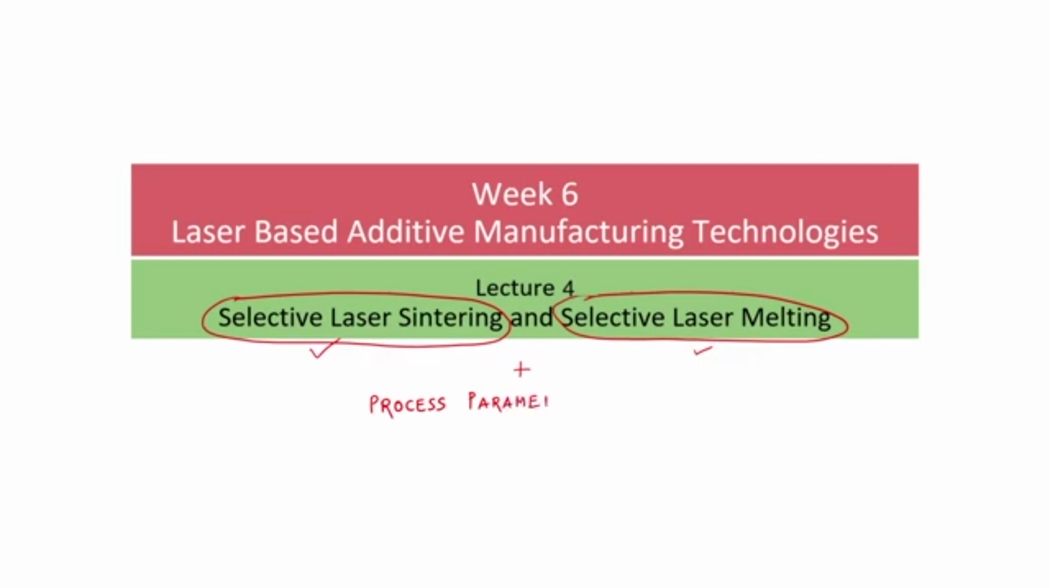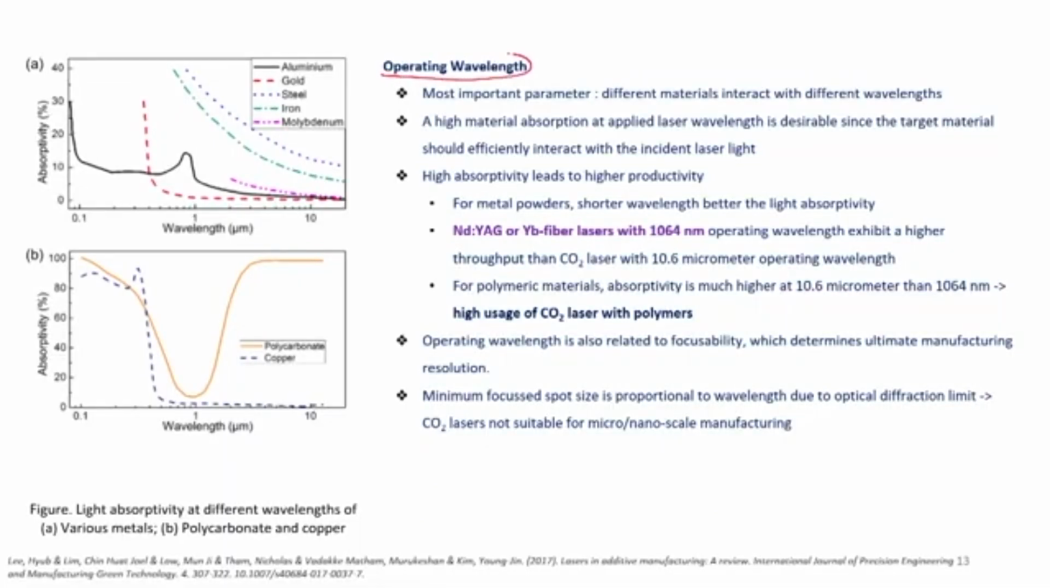Laser parameters, performance parameters, and the influence of process parameters on performance parameters. Now let us see what are the various process parameters which are important in this SLS and the stereolithography process. The primary process parameter is the operating wavelength.